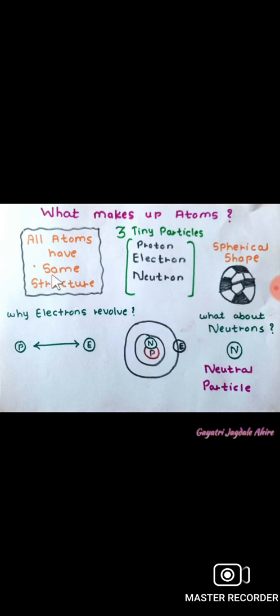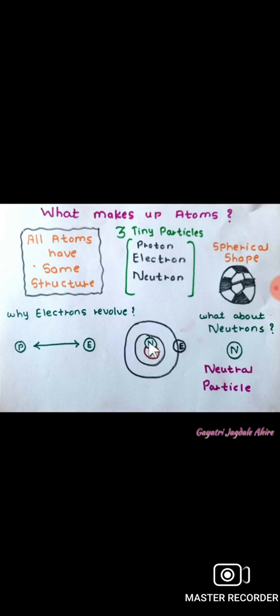The structure of all the atoms is the same. There is a central part in any atom. It is called the nucleus. Suppose this is an atom. In that, the central part is called the nucleus. Secondly, there are fixed parts around the nucleus, which are known as energy levels or shells.